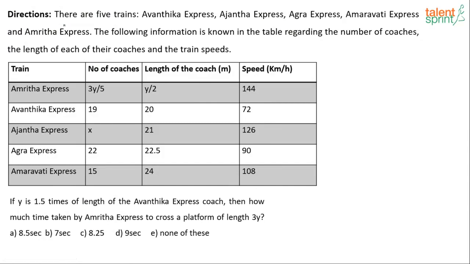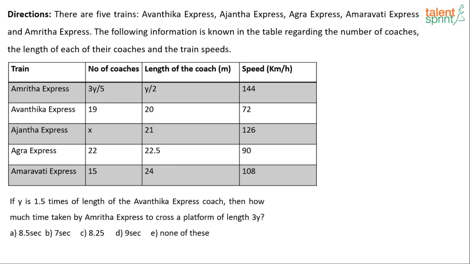Here, there are 5 trains: Avantika Express, Ajanta Express, Agra Express, Amravati Express and Amrita Express. The following information is known in the table regarding the number of coaches, the length of each of their coaches and the train speeds. So I think you've got the 5 trains here, 5 expresses, the number of coaches. Of course, some are given in terms of y and x here, right? 3y by 5, x. The length of each coach. So y by 2 is the length of each coach here. And otherwise, we know the lengths properly, right? And the speed of the express, 144 kilometers per hour, 72 kilometers per hour, and so on.